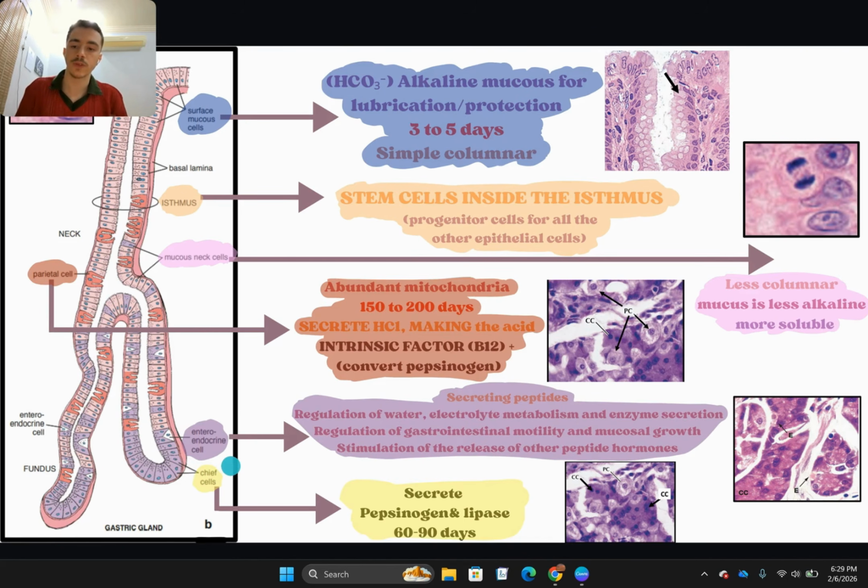For the endocrine cells, you don't need to know all of these, but only focus on secreting peptides and the regulation of the water, electrolytes, metabolism, and enzymes. For the chief cells, we have a very important secretion, pepsinogen and lipase, and the lifespan is from 60 to 90 days.